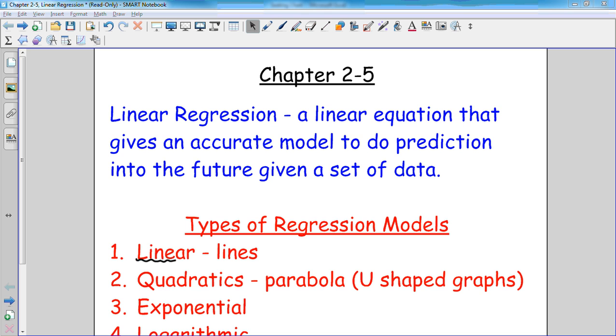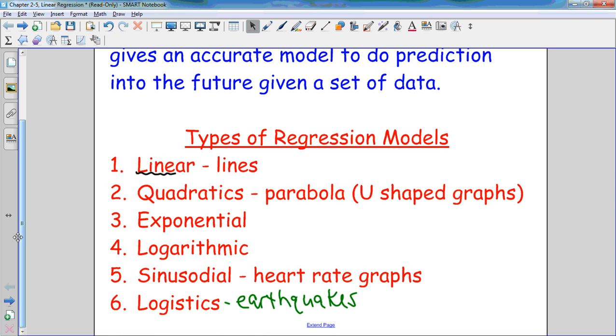Now, today we're talking about linear regression. There are tons of different regression models. Here's a list of all the regression models. Linear is the one we're talking about today. We're just grazing the statistics. We're just talking about the straight line.